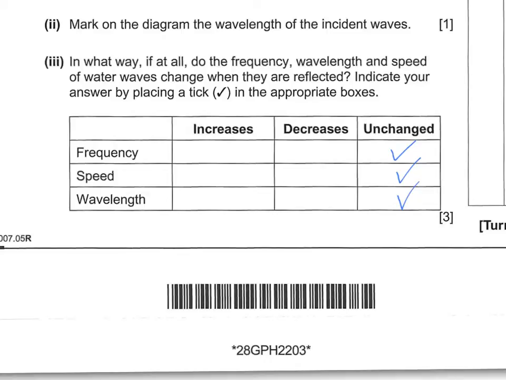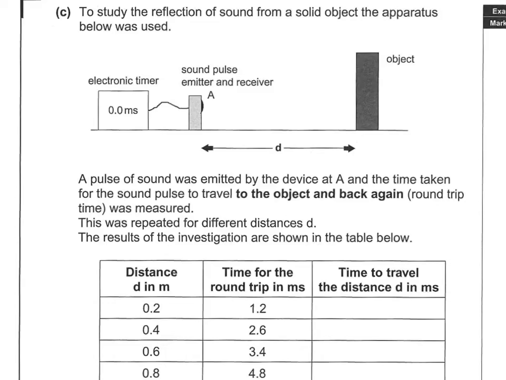During reflection here. Okay, if it was refraction, then there would be a speed change and there would be a wavelength change. Frequency never changes, as I said, but we're not dealing with refraction, so there's no speed change and there's no wavelength change. Part C.